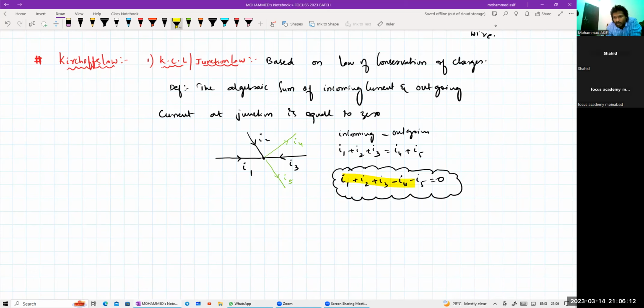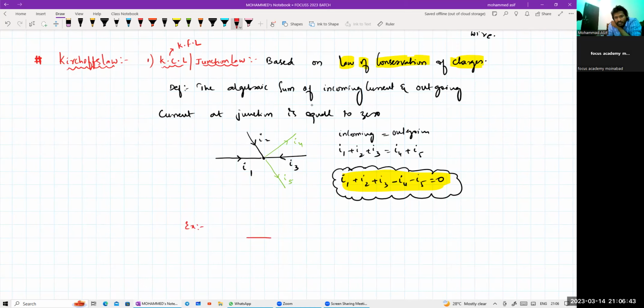ठीक है? It is based on what, beta? It is based on the law of conservation of charges. Am I clear for everyone? शायद clear है? So KCL is also called Kirchhoff's first law, or also known as current law, or also known as junction law. आ गया सभी को? ठीक है? Example देख लीजिए.